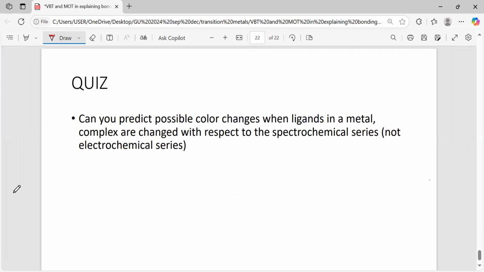I've come to the end of this session, and I have expectations from you. One expectation is that if I change ligands in a complex, can you predict the color change? If I give you the magnetic property of a complex, can you explain how the electrons are arranged or distributed? That is specifically the d orbitals.